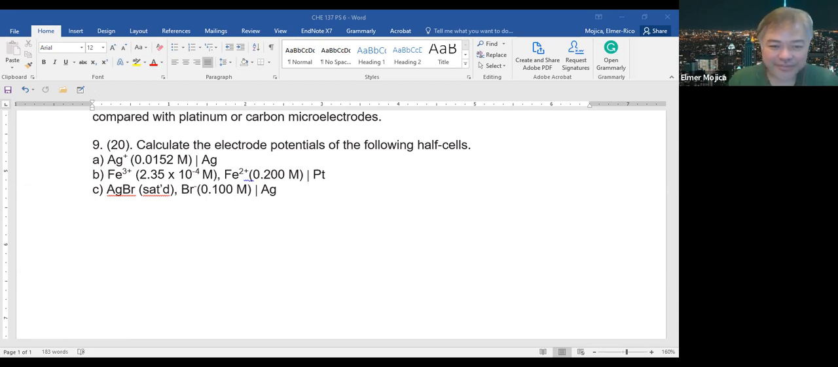So let's try to look at the problem. So how do we solve this? How do we calculate the potential for silver ion with the concentration of that to become silver? So ano to? Anong redox dito? Is it the reduction or the oxidation reaction? So we can put their E. And then whatever is the reduction potential, which in this case is 0.799. Tapos i-subtract mo siya ng 0.0592. So ano yung N? Ilang electrons yun? So this is silver ion. This is the Nernst equation. Is it two? Silver ion niya eh.